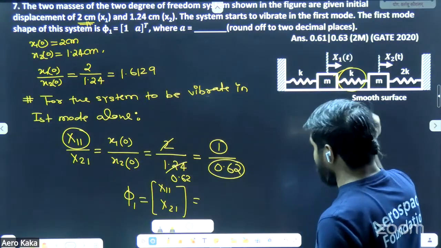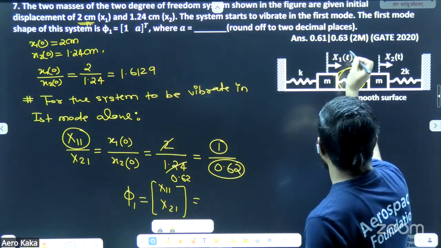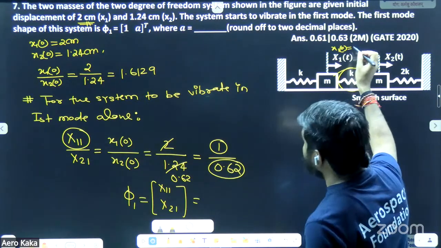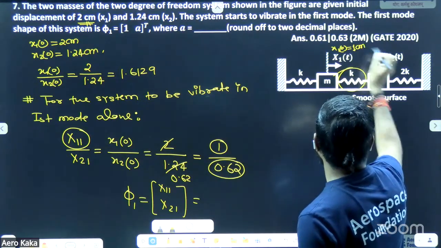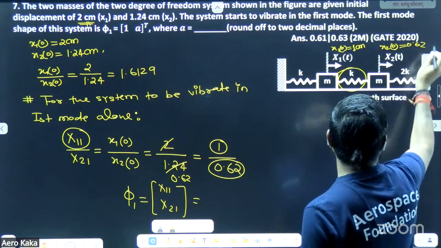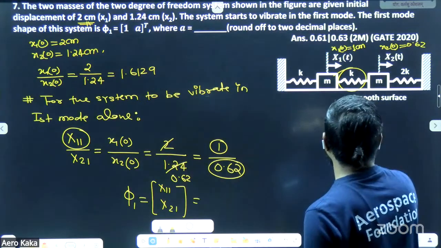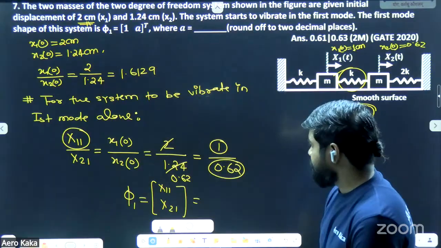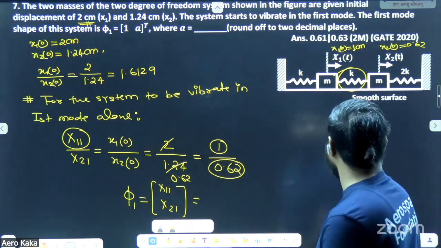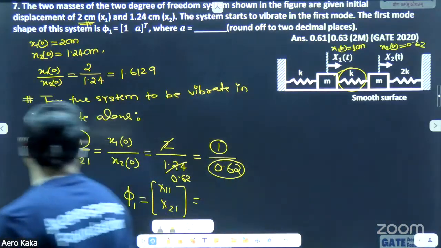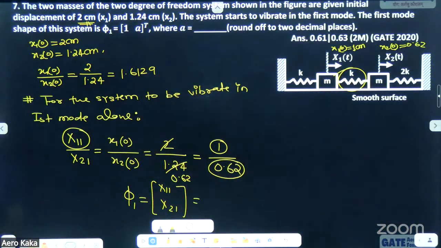Let's say x10 is equal to 1 centimeter, then this x20 value is nothing but 0.62. Meaning there is a relative motion, so x2 minus x1 will be there. Relative motion will be there definitely. Calculate this, how much will it come?